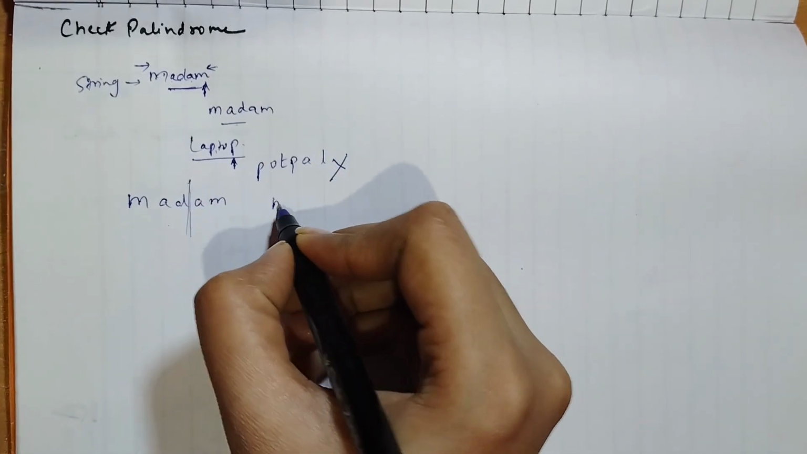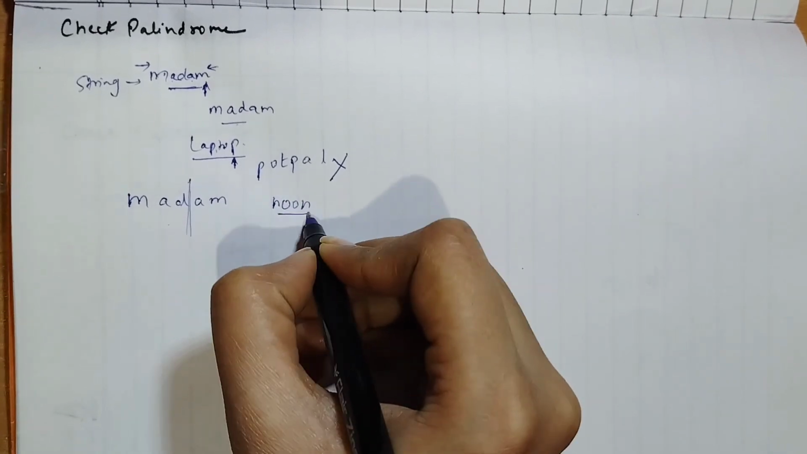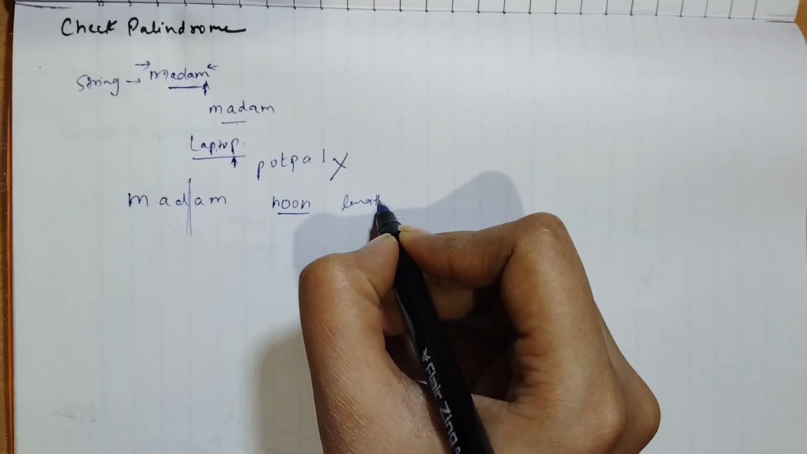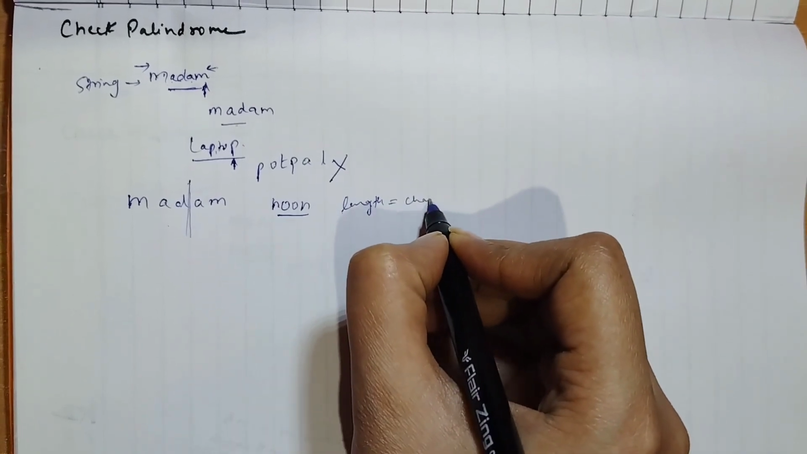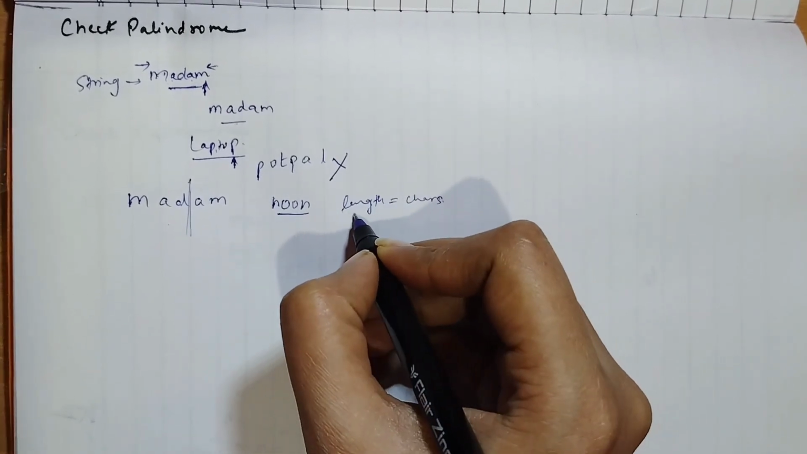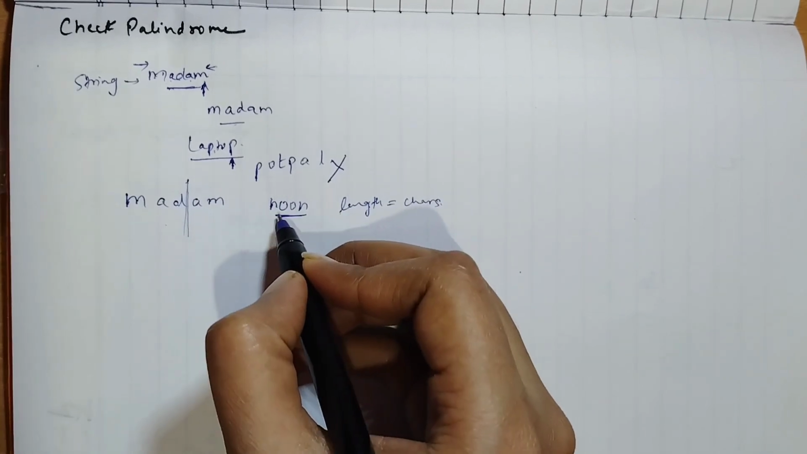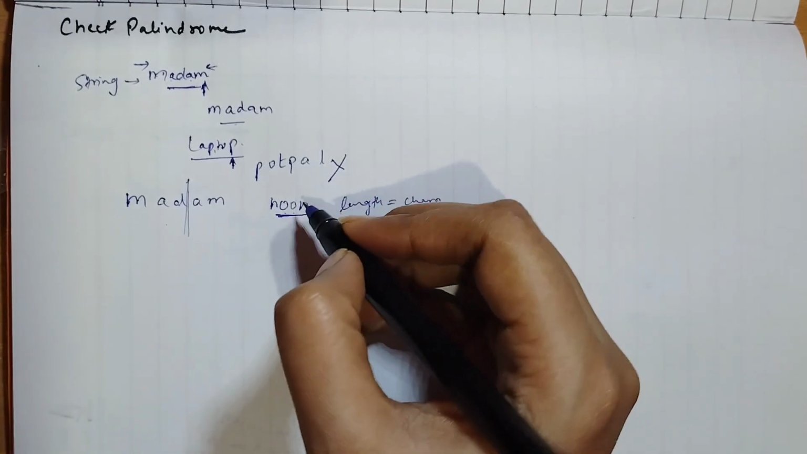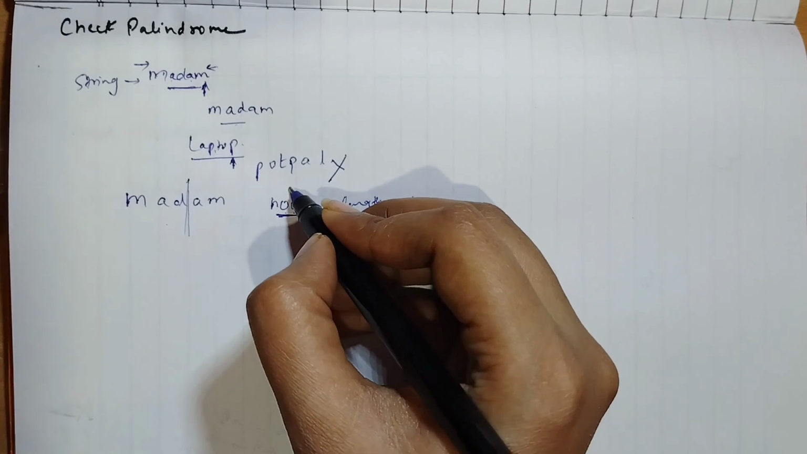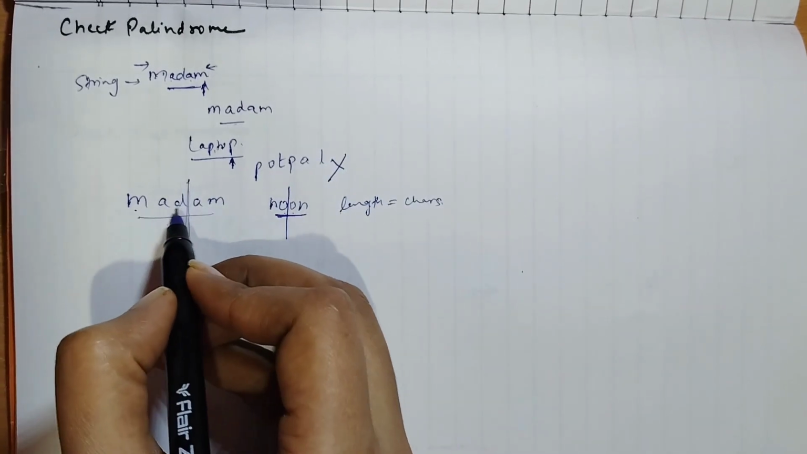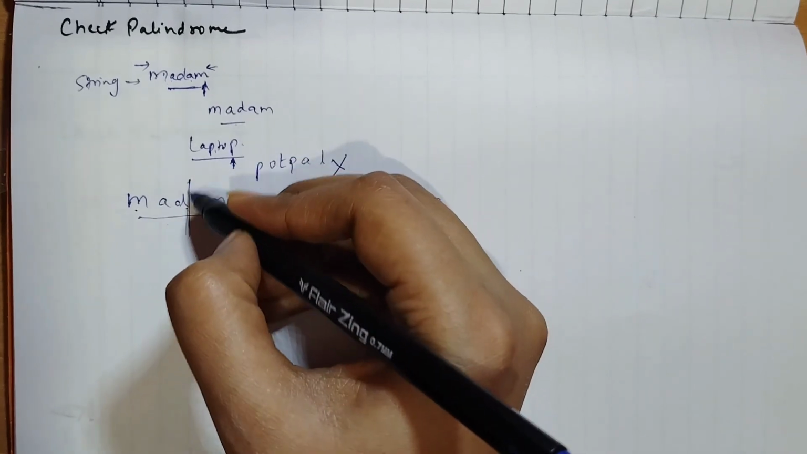If we take the noon example, what is its length? How many characters are there? Length means characters. How many characters are present in a string? So how many characters are there in noon? 1, 2, 3, 4. So if we divide it from middle, where will we divide? Here. But madam's length is odd, 1, 2, 3, 4, 5. That's why I'm dividing it from here.